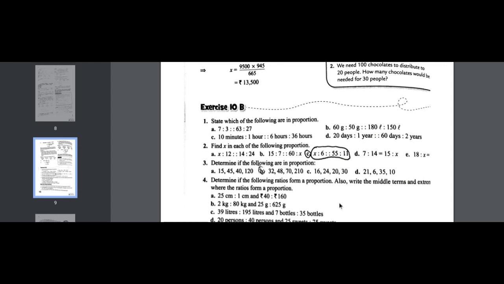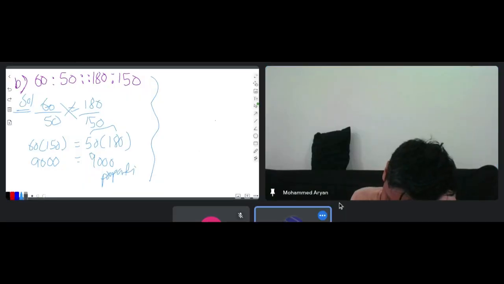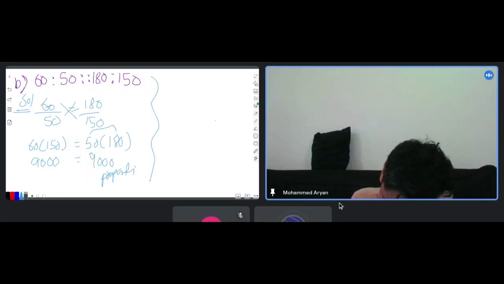So 10 is an extreme, and 36 is also an extreme. 10 multiplied by 36 will give 360, and 1 hour and 6 hour are the means. 1 multiplied by 6 will give 6. So do you think they are proportion? No. Okay, solve it and show it to the screen.